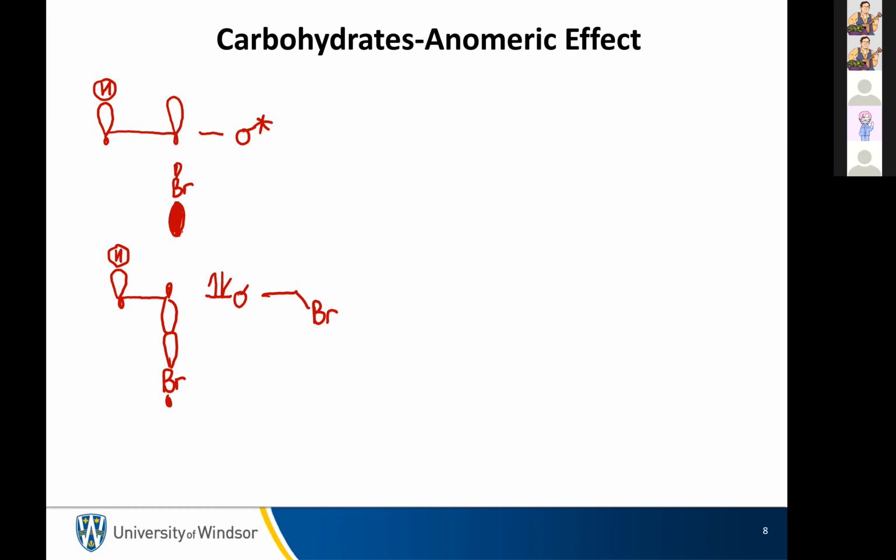They are out of phase. This nubbin is dark. It's positive wave function. This nubbin is bright. It's a negative wave function, or vice versa. Nobody cares. Those aren't charges. They're just signs of the wave function.